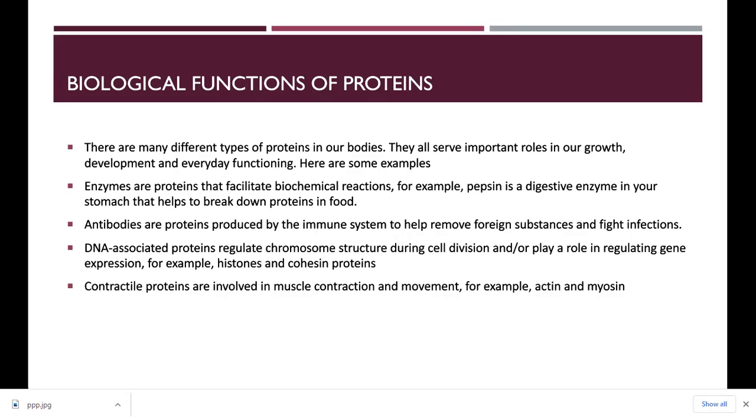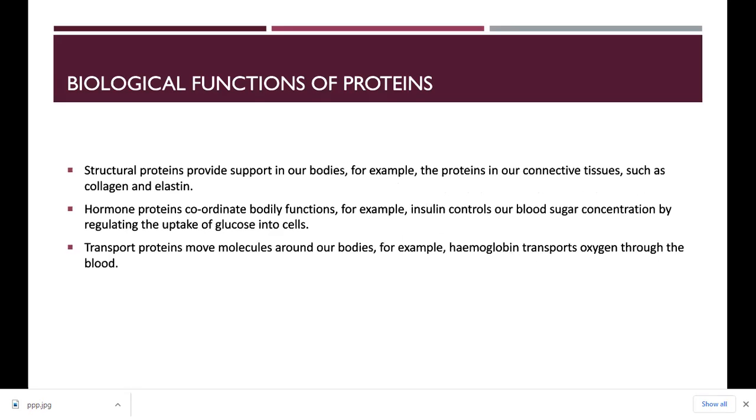Antibodies are proteins produced by the immune system to help remove foreign substances and fight infection. DNA-associated proteins regulate chromosome structure during cell division and play an important role in regulating gene expression, for example histones. Contractile proteins are involved in muscle contraction and movement, for example actin and myosin, which are present in muscles for movement, contraction, and relaxation. Structural proteins provide support in our body, for example proteins in our connective tissue like collagen and elastin.